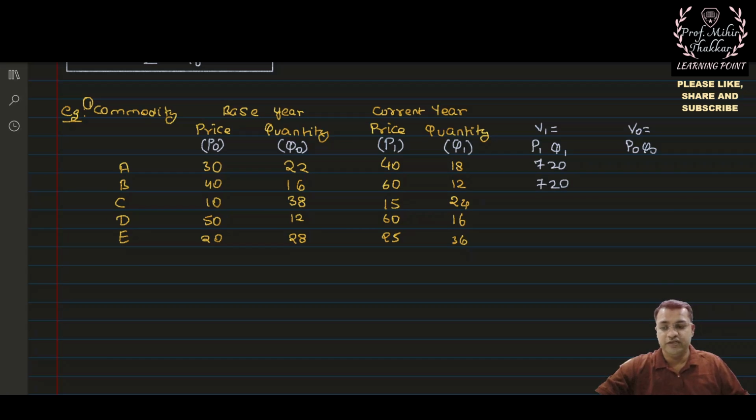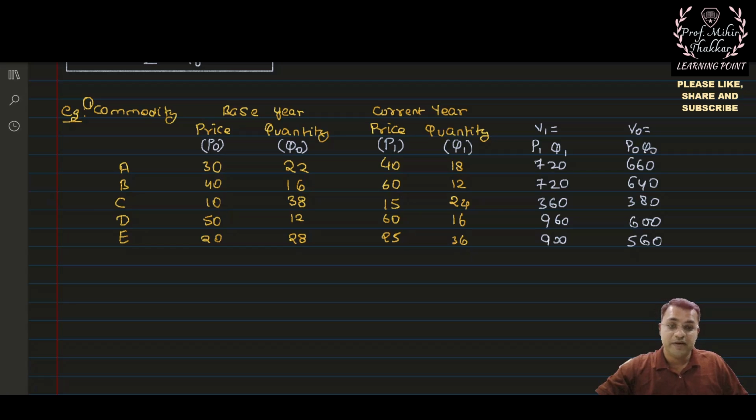24 into 15, that over here is 360. 16 into 6 is 96, so I get 960, and 25 into 36 will give me 900. In the same manner, 30 into 22, 22 into 3 is 66, so I get 660. 16 into 4 is 64, 640. 38 into 10 is 380. 12 into 5 is 60, so this becomes 600. And 28 into 2 is 56, so this becomes 560.